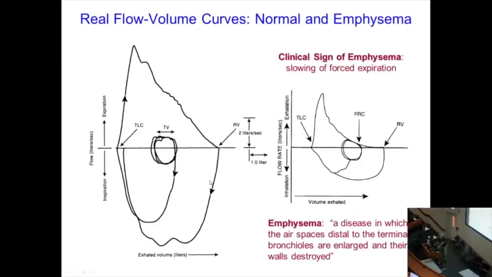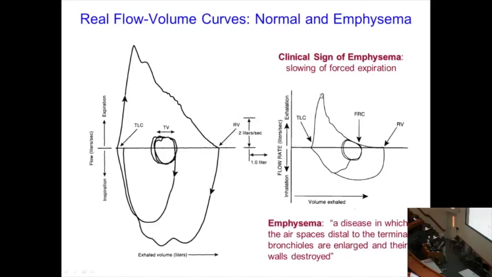Okay, so here's our normal flow volume curve, and this is the flow volume curve in emphysema. Just as a reminder, emphysema is a disease in which the air spaces distal to the terminal bronchioles are enlarged and their walls are destroyed. So we have loss of lung parenchyma, and elastic recoil of the lungs is weak. Okay, and a clinical sign of emphysema is a slowing of forced expiration. So here's our normal peak expiratory flow rate, and with emphysema it's greatly reduced. And the normal comes down like this.